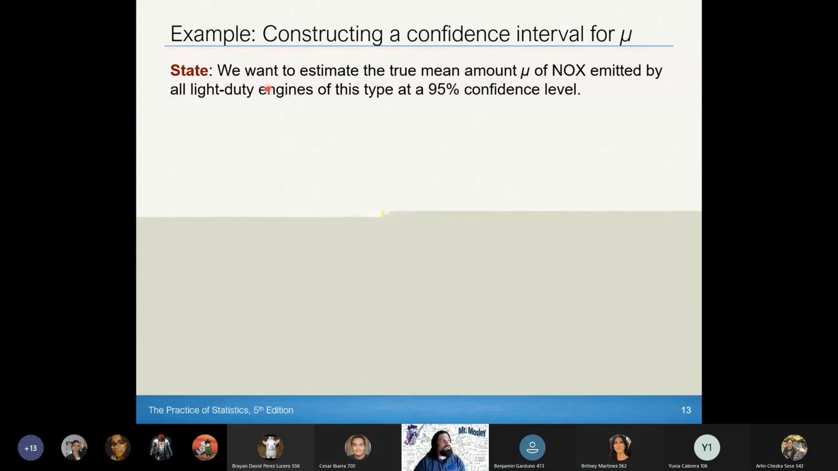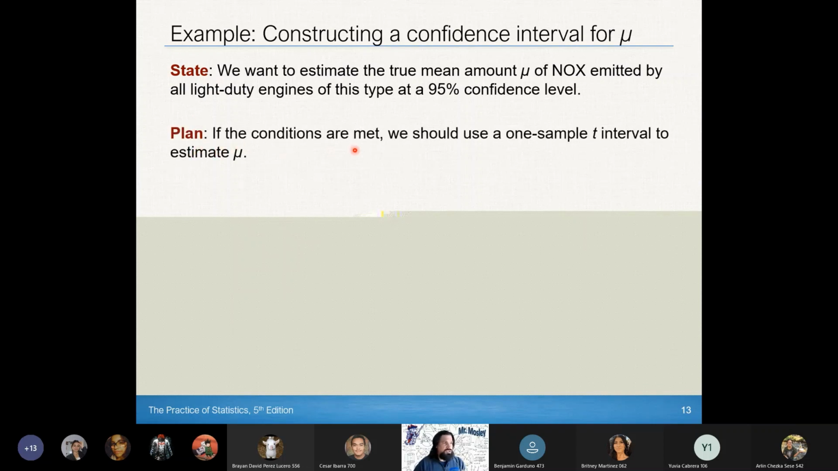So we want to estimate the true mean amount mu of NOx emitted by all light-duty engines of this type at a 95% confidence level. This is following our 4-step process for estimating with confidence. Now we're going to state, plan, do, and conclude. So this is what we're doing. We're just giving a statement. This is what we're going to do. We now plan. If the conditions are met, we should use a 1 sample t interval to estimate mu.